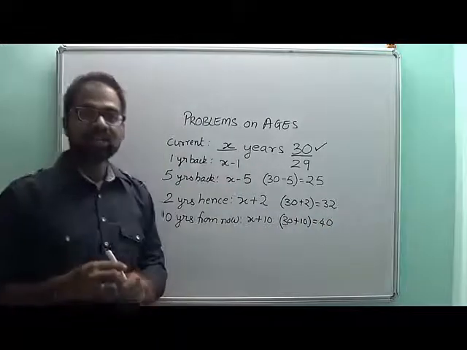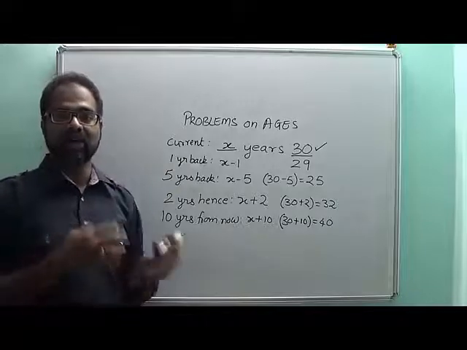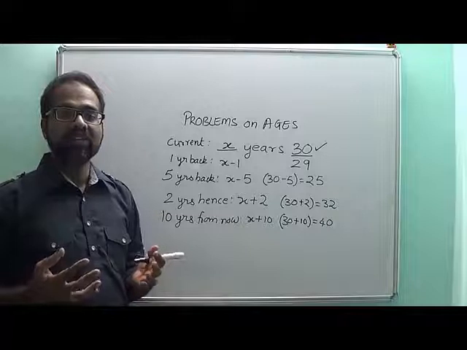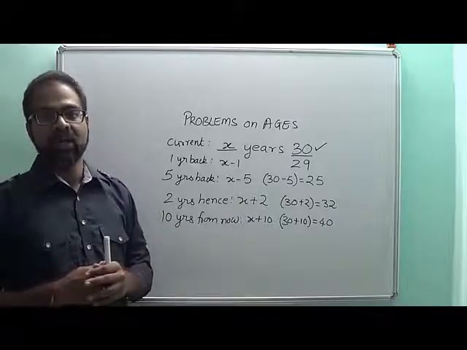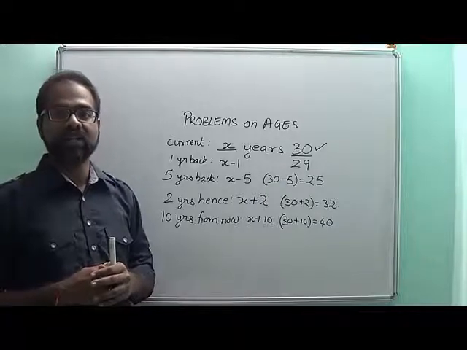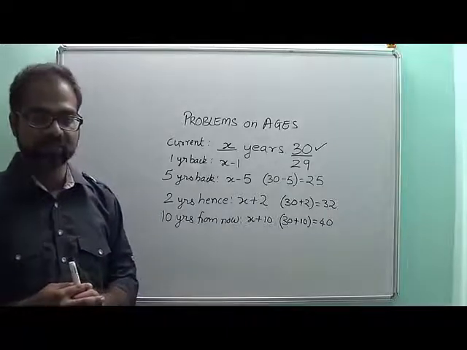So first, you simply estimate what the age would have been in the past as compared to the current age, or what the age will be in the future, again as compared to the current age. Now, let us take a look at how we use this fact to set up our examples and find out the equations.